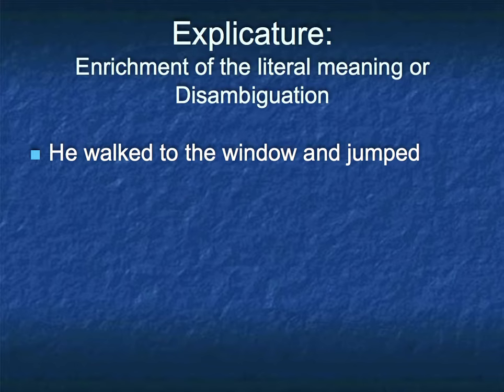Here's another example of explicature. What we're doing here is enriching the literal meaning, and we're going through a process of disambiguation. So if you look at the sentence there, he walked to the window and jumped. There are several propositions that could be extracted from that by working out the explicatures. Probably the most obvious one is this. First he walked to the window, and then he jumped out of the window. Notice I'm enriching it here. And maybe that's the proposition you're first thinking about. But there are other propositions there. He walked to the window and jumped, maybe up and down, but not out of the window.